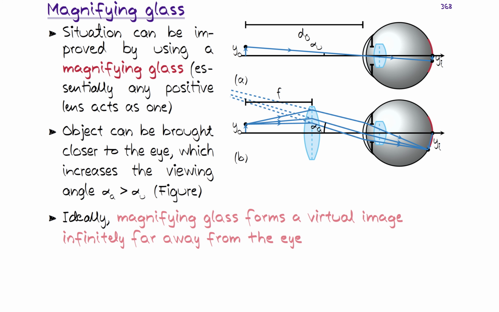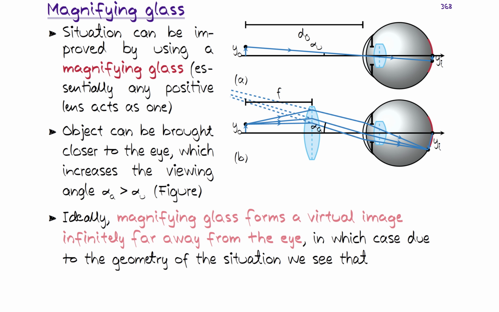So, ideally, a magnifying glass, like I already mentioned, forms a virtual image of my object point infinitely far away from the eye, and the point is that the viewing angle will be increased. And looking at the geometry of the B figure, we can see that the new viewing angle alpha A is essentially the sine of alpha A, and then this is essentially Y_O divided by F.